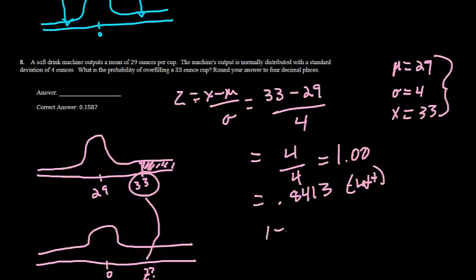So again, we do 1 minus 0.8413, and the answer should be 0.1587. And effectively, that's what it is. Excellent.